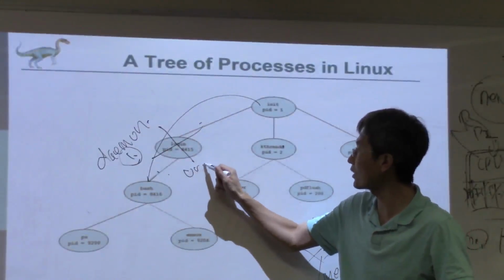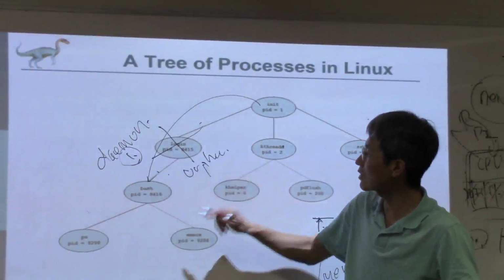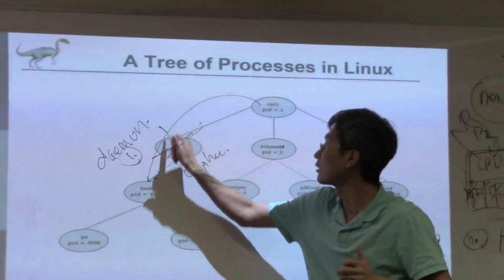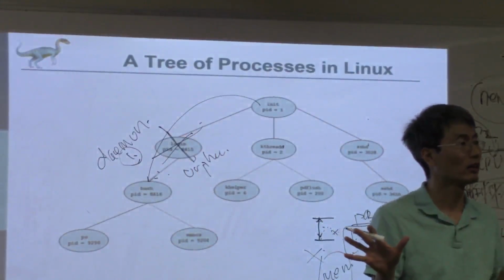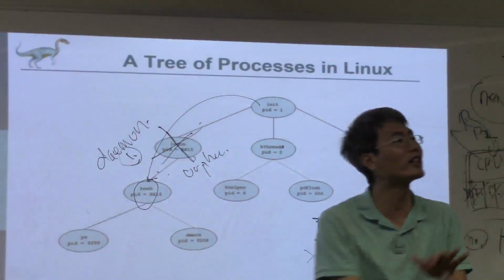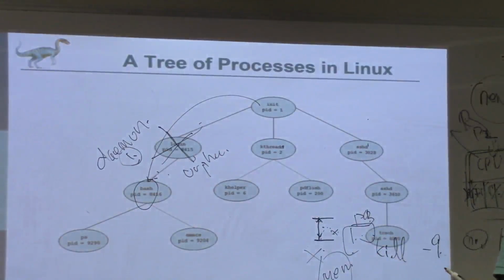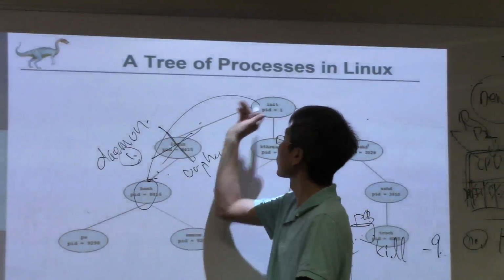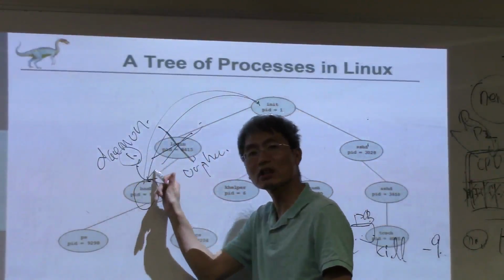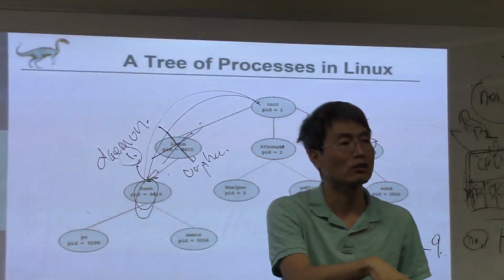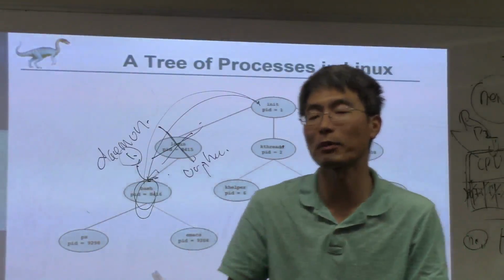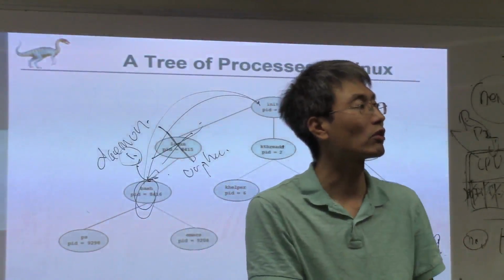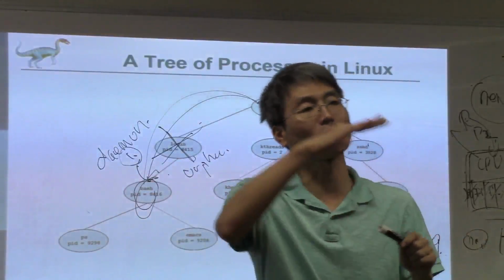Another one is orphan. Orphan process means the parent unexpectedly died. Still, this one is running and nobody takes care of it. It's a waste of your resource. So in this case, the init process should kill or terminate it forcibly. Such an orphan is a waste of space and a waste of your resource, so your system will be downgraded.